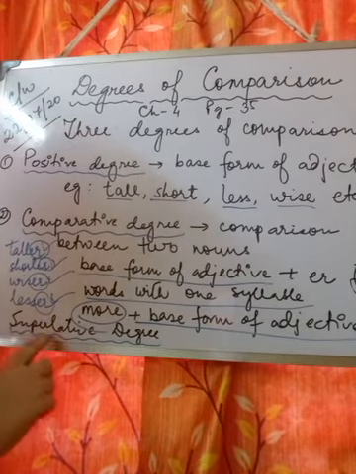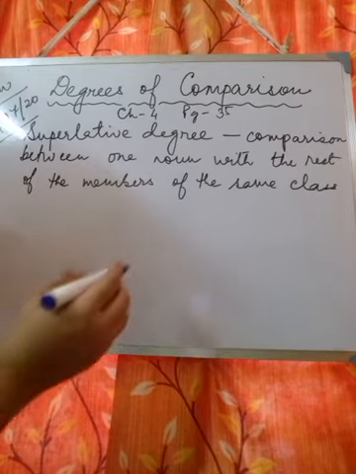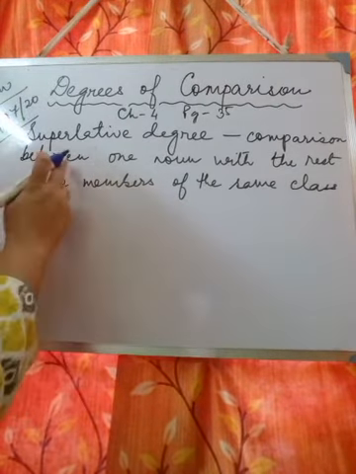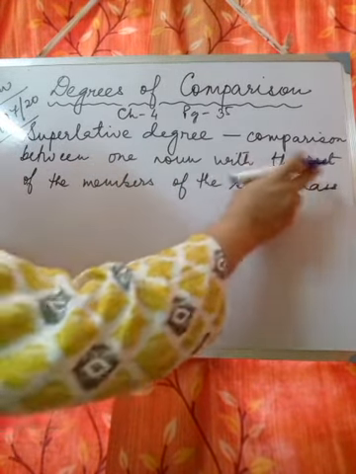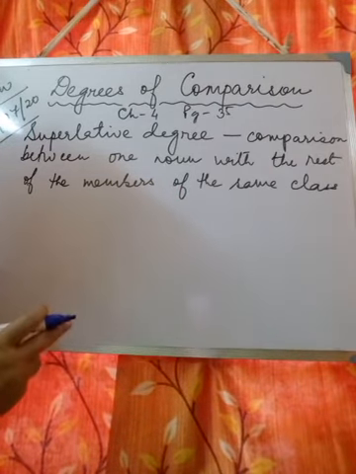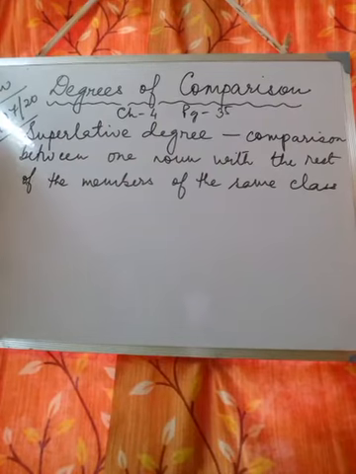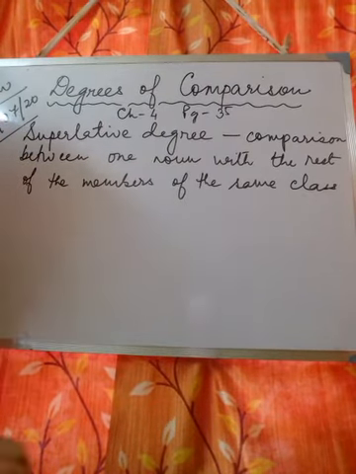Now let's move on to superlative degrees. Superlative degree is used to make comparison between one noun and the rest of the members of the same class. So unlike the comparative degree where we make comparisons between two, in a superlative degree we compare one thing with the rest of the members of the same class.